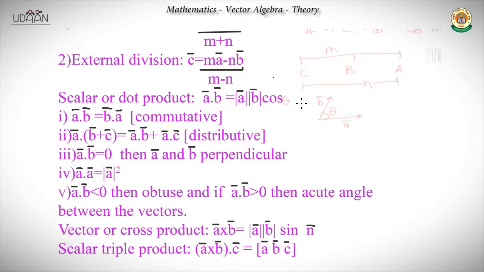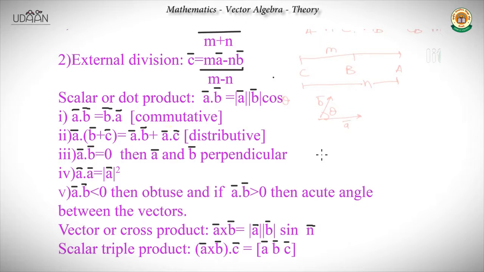Now the properties of the scalar dot product. a bar dot b bar is equal to b bar dot a bar, that is, the dot product is commutative. a bar dot (b bar plus c bar) is equal to a bar dot b bar plus a bar dot c bar. It implies that the scalar dot product is distributive. If a bar dot b bar is equal to 0, it implies cos theta is equal to 0, which implies theta is 90 degrees. So a bar and b bar are perpendicular vectors. Now a bar dot a bar, in this case theta will turn out to be 0, so cos theta is 1. So it will turn out to be magnitude of a squared.